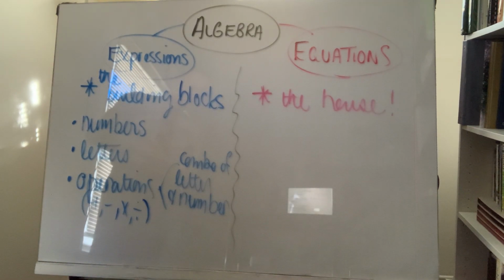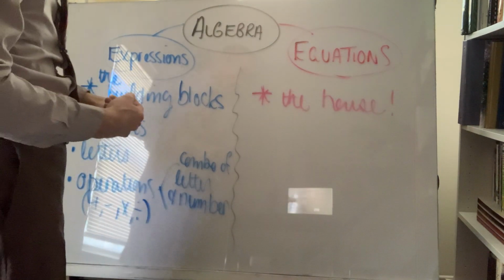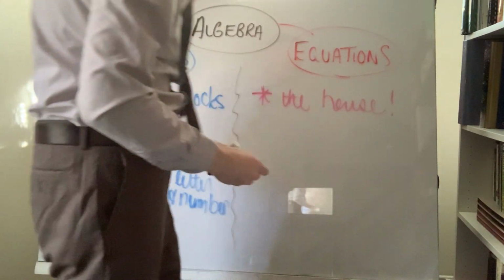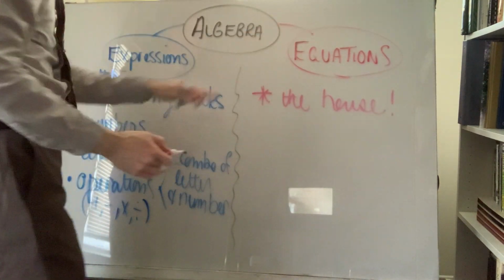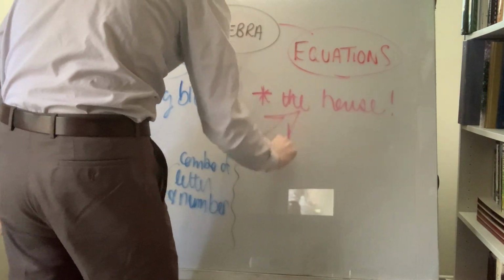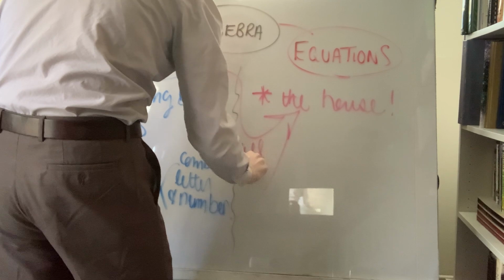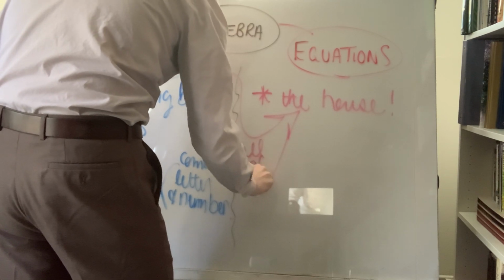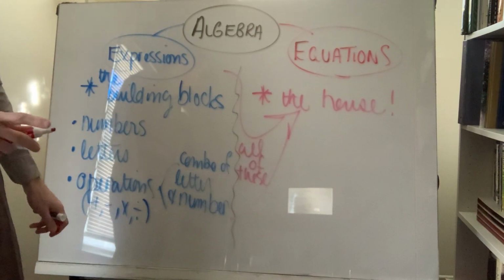So let me give you some examples. And let me finish this thought, actually. What is an equation comprised of? Well, all of these things, and then one thing extra.